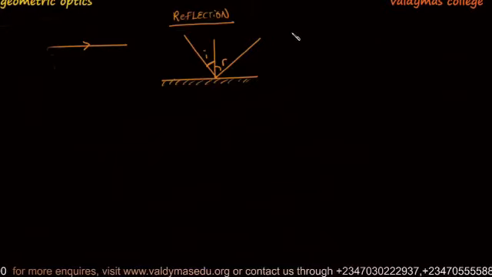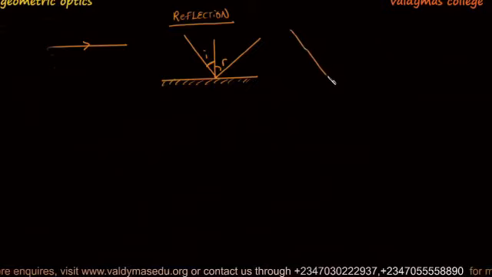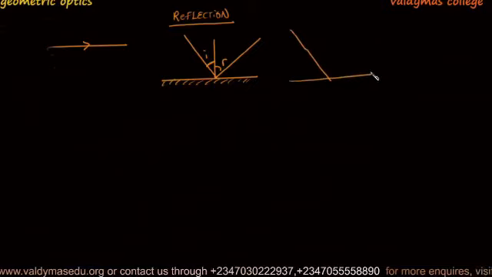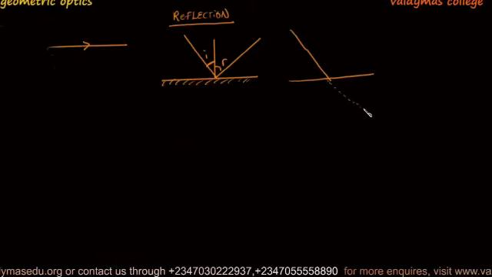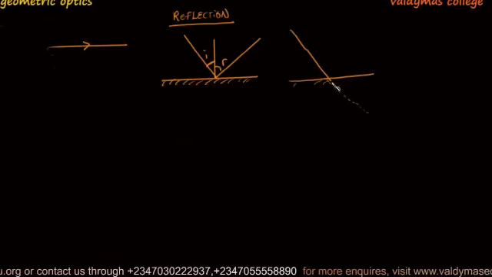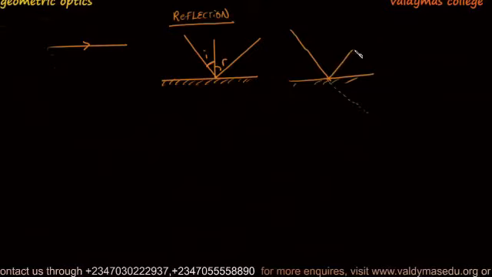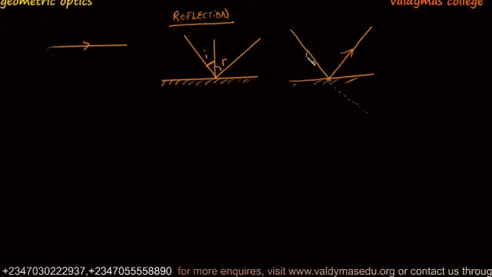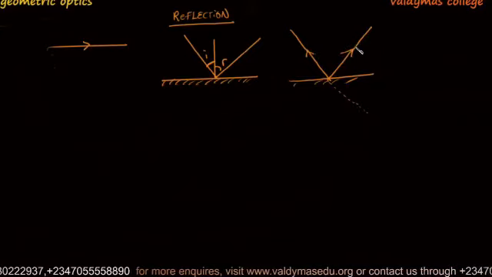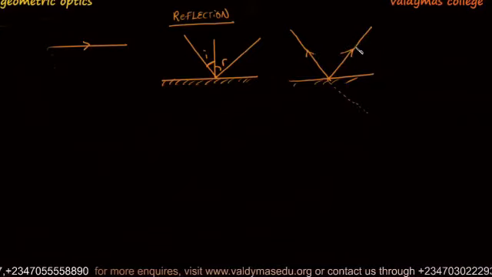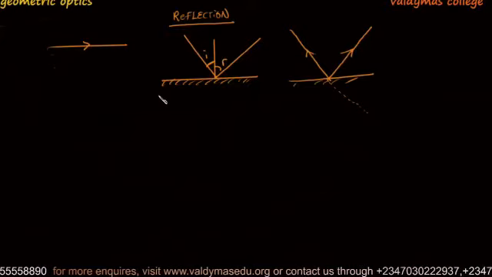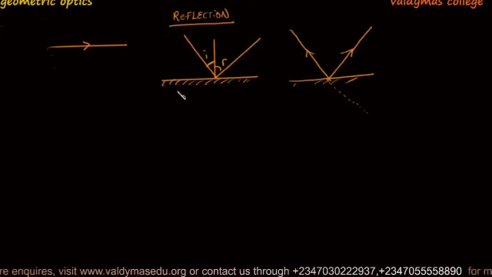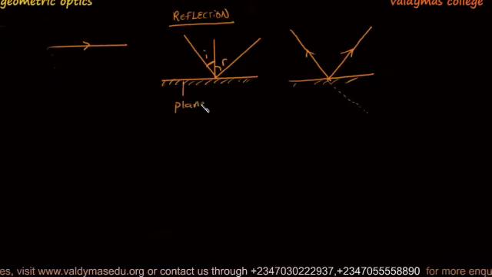Now let me assume that light is traveling like this. If there was no barrier, light will continue to travel like this. But because of the presence of this barrier, the direction of this light ray is changed. And this is called reflection. And an example of a very good surface that reflects light very well is called a plane mirror.